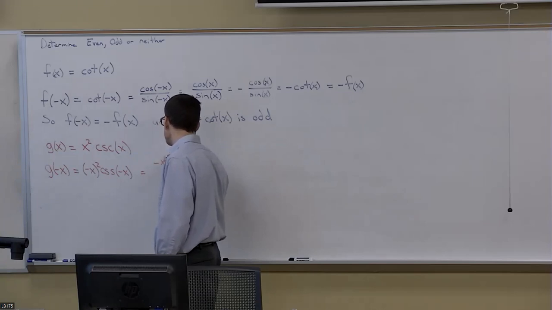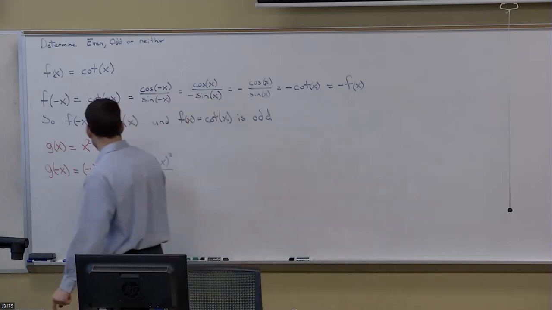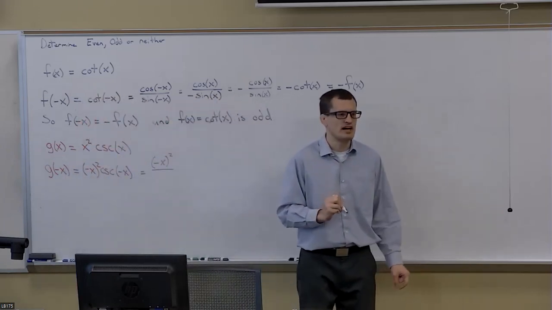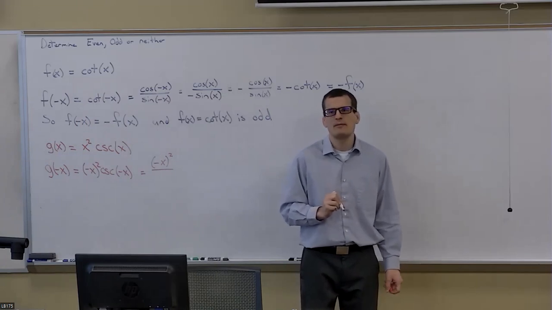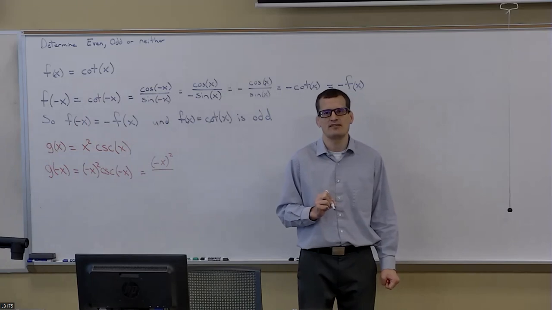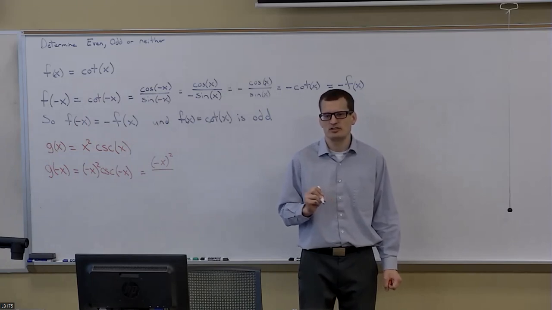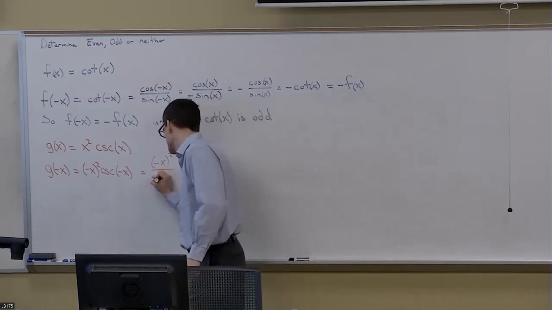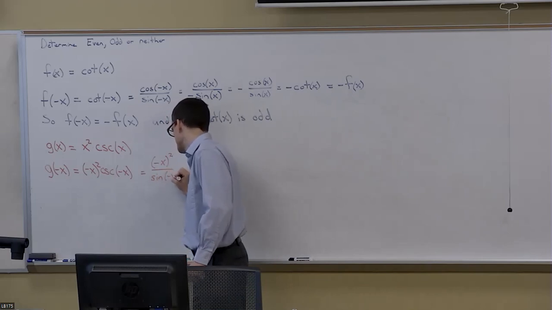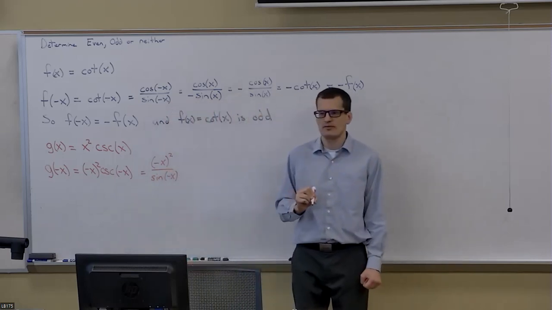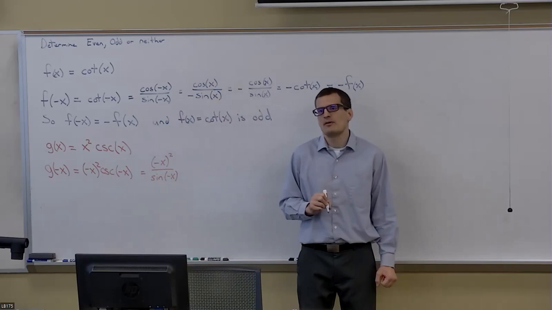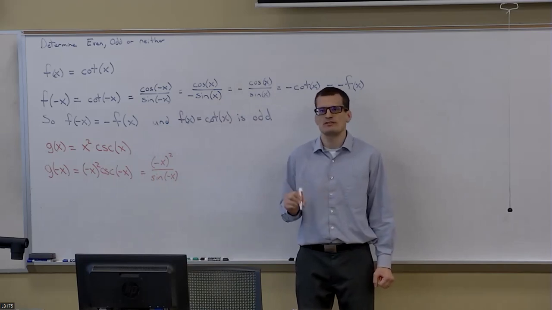I'm going to rewrite that because cosecant is 1 over sine, right? So I'm just going to put this as sine of negative x in the denominator. I'm going to change cosecant to 1 over sine. Is that all right with everybody? Cosecant is 1 over sine. So cosecant of negative x is 1 over sine of negative x.